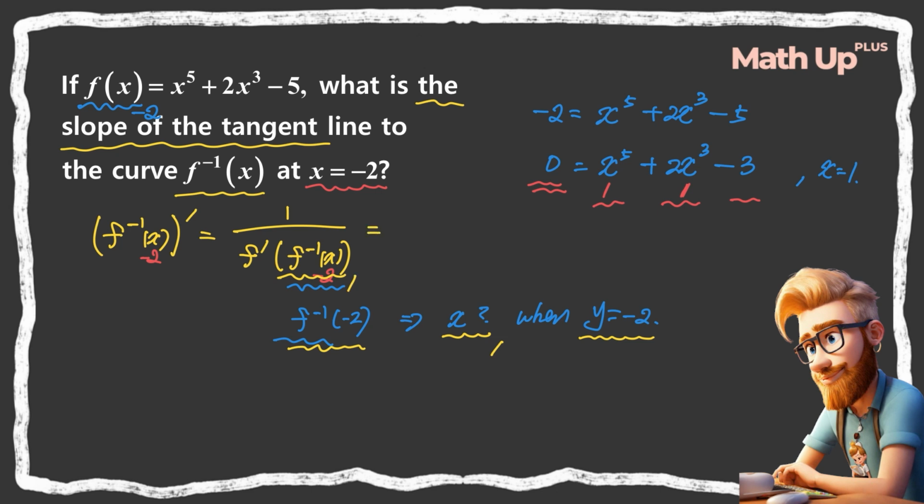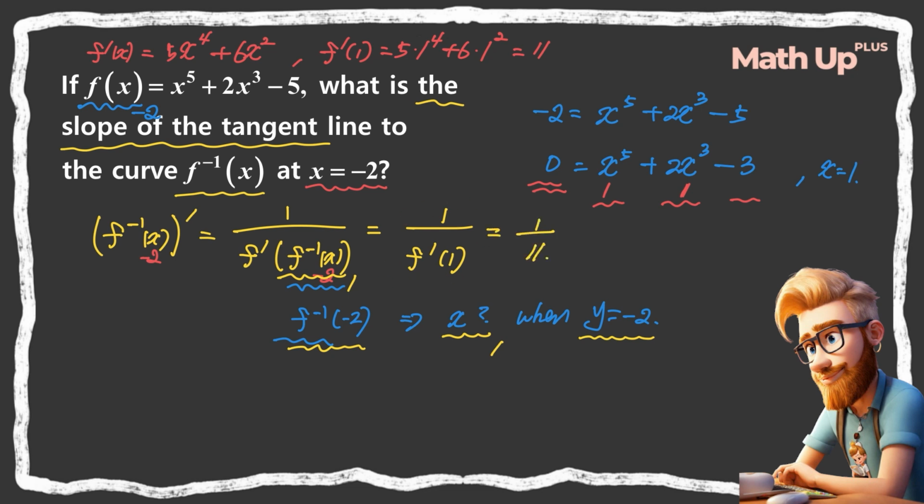So this is equal to 1 over f prime of 1. So far so good. So we have to find the derivative of f, right? So f prime of x is equal to 5x to the 4 plus 6x squared. So f prime of 1 is equal to 5 times 1 to the 4 plus 6 times 1 squared, which is equal to 11. So this value right here is equal to 1 over 11, right? And that's our answer.